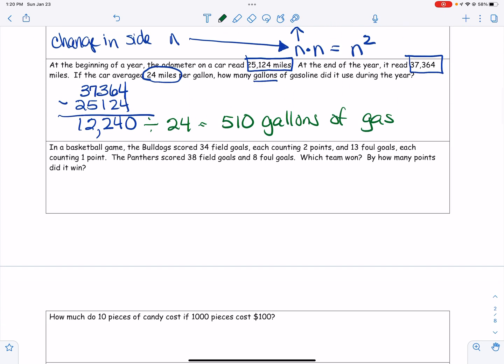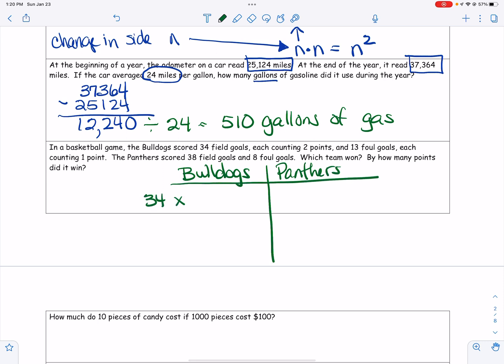In the next one, we're just simply trying to figure out which team won. And so we've got 34, and this is basketball, so 34 field goals. Each one of those is 2 points each. And 13 foul goals. Each one is worth 1 point. And then we have the Panthers scoring a difference. So we're going to write Bulldogs here, Panthers here. And so the Bulldogs were 34 times 2. So that is 68. And then we've got 13 times 1, which is 13.